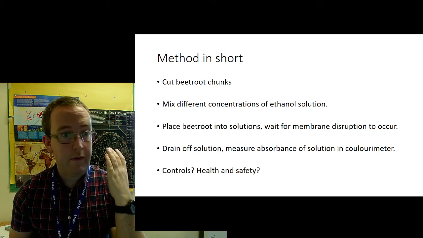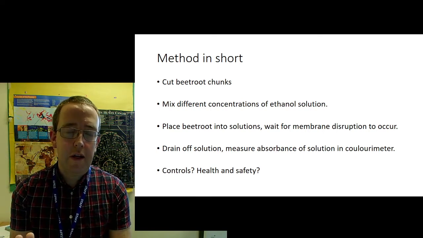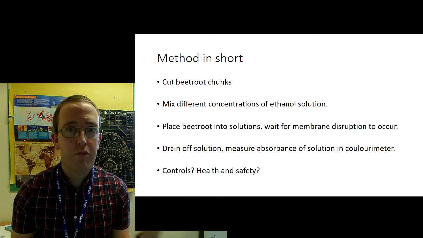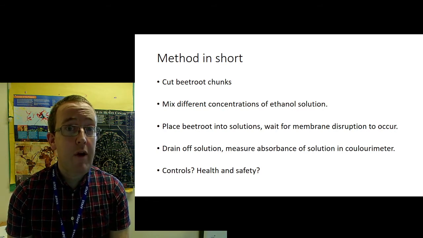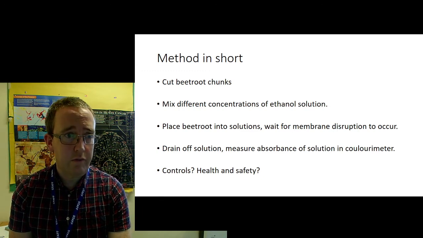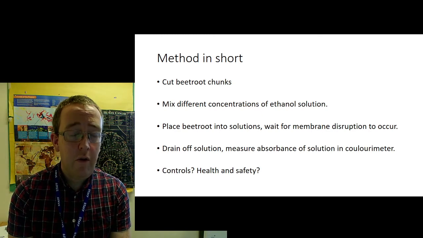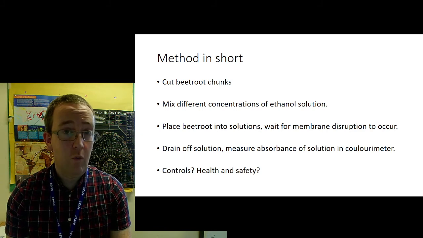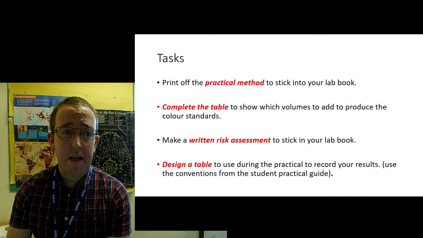Now obviously it's a very surface level method, right? I want you to be thinking about what the controls are, what the health and safety is, all the normal practical skills that we're trying to get across to you through these required practicals so as to make you a better scientist. These are standard skills. So that's the method in short. Hopefully you all understand the theory, how it works now, and in an overall sense what we're intending to do with this practical and why it's here. So the tasks you're going to be looking at and be assessed on for this one.